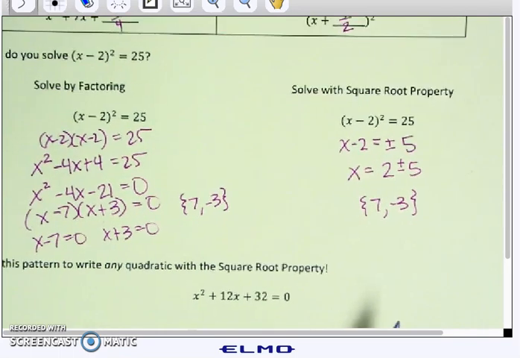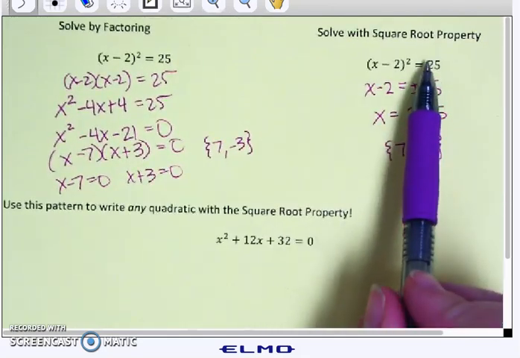So now the question comes, well, can we use the square root property on everything?